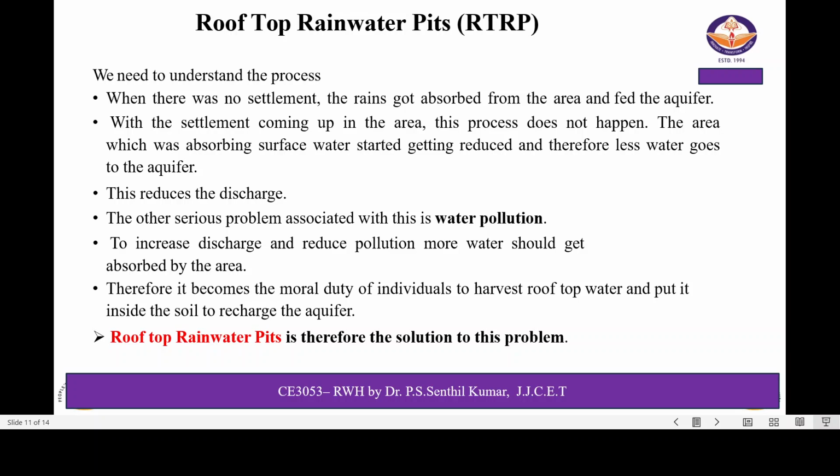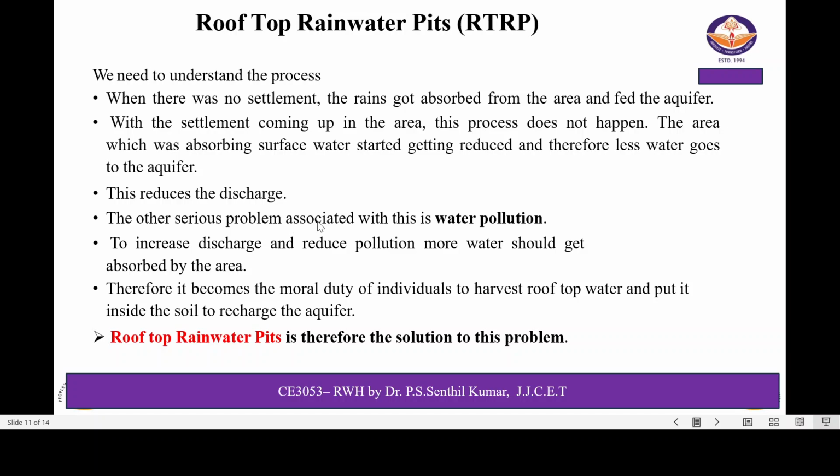Next, we will see the rooftop rainwater pits. We need to understand the process. First one is when there was no settlement, the rains got absorbed in the area and fed the aquifer. Second one is with the settlement coming up in the area, this process does not happen. The area which was absorbing surface water started getting reduced and therefore less water goes to the aquifer. Next one is this reduces the discharges.